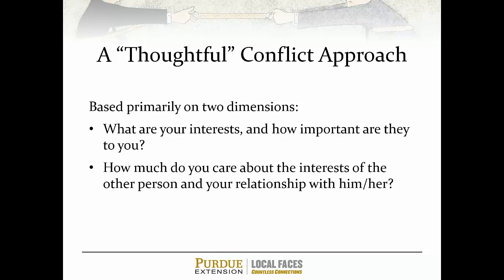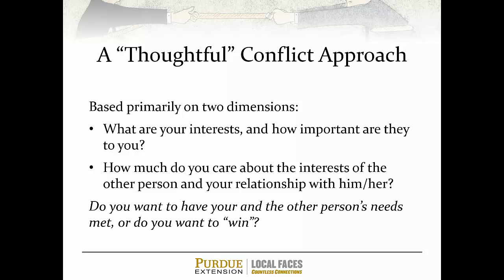So thinking about the outcomes that you want is one of the early things that needs to be done. And then how much do you care about the interests of the other person and your relationship with him or her? So in a community, in a family, in the workplace, those relationships are usually pretty important to us. If we don't know the person, we don't care about the person, we don't care about the relationship, well, maybe that's a whole other matter and we go for another approach. But I think in most of the situations where we are working closely with others, we do care and that relationship is important to us. So here's the bottom line. Do you want to have yours and the other person's needs met, or do you want to win?